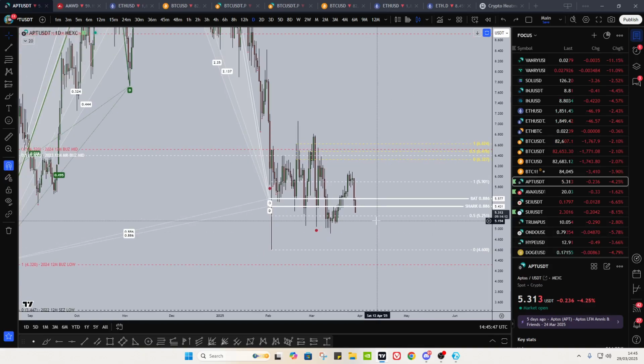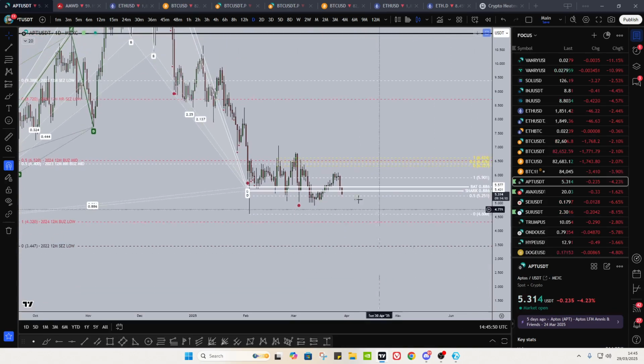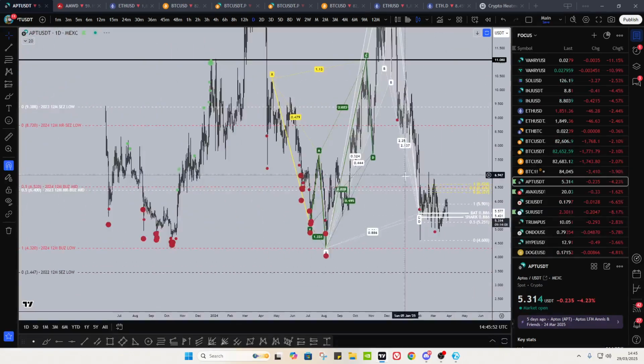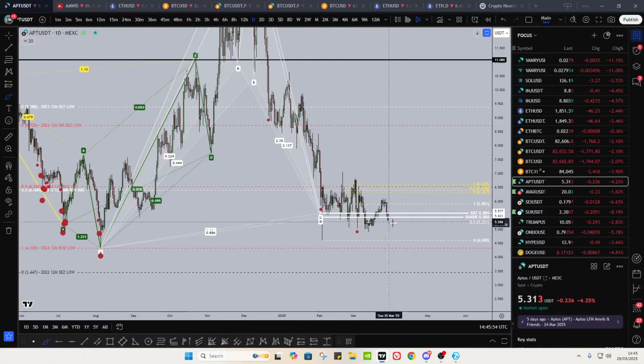But yeah, Aptos looks, again, it's chopping, it's holding its structure. It's not going to make new lows or anything. I think this looks good. So by the time the period's done and we're back into the uptrend, daily goes back to an uptrend and we're in full bull mode again, I think Aptos does outperform.